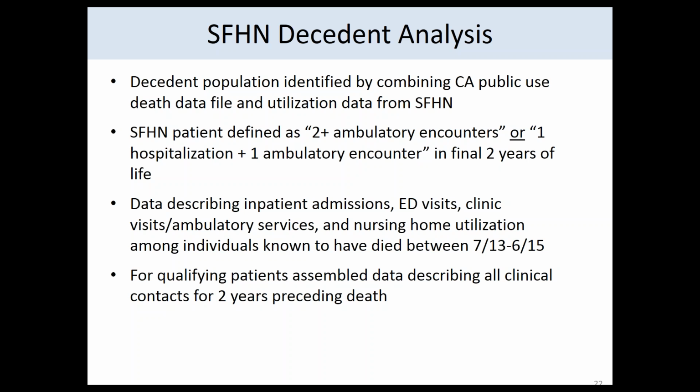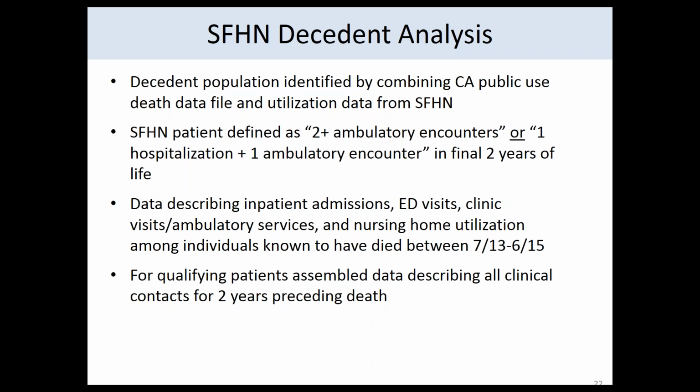So we identified a decedent population by combining the California Public Use Death Data File with utilization data from the San Francisco Health Network. A San Francisco Health Network patient was defined as somebody who had 2+ ambulatory encounters, or 1+ hospitalization and 1 ambulatory encounter at least in the final 2 years of life. And then we took that population, saw from among those folks where we found a match in the decedent file, and gathered for this group information describing inpatient admissions, ED visits, clinic visits, use of ambulatory services like dialysis, nursing home utilization among individuals known to have died between July of 2013 and June of 2015.